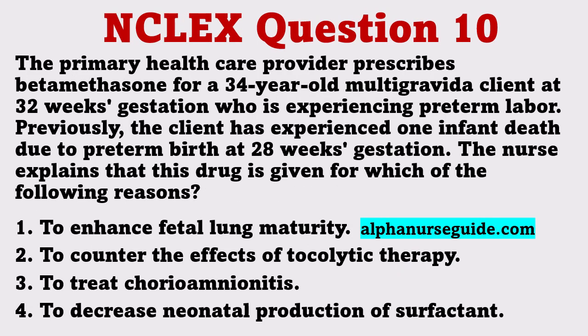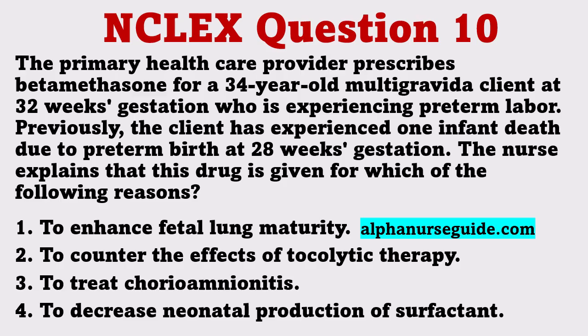The primary health care provider prescribes betamethasone for a 34-year-old multigravida client at 32 weeks gestation who is experiencing preterm labor. Previously, the client has experienced 1 infant death due to preterm birth at 28 weeks gestation. The nurse explains that this drug is given for which of the following reasons: 1. To enhance fetal lung maturity. 2. To counter the effects of tocolytic therapy. 3. To treat chorioamnionitis. 4. To decrease neonatal production of surfactant.